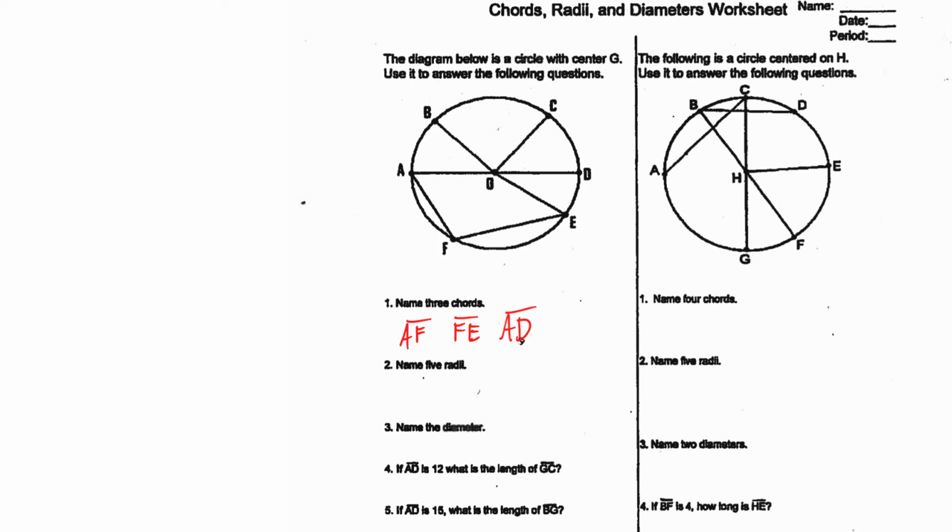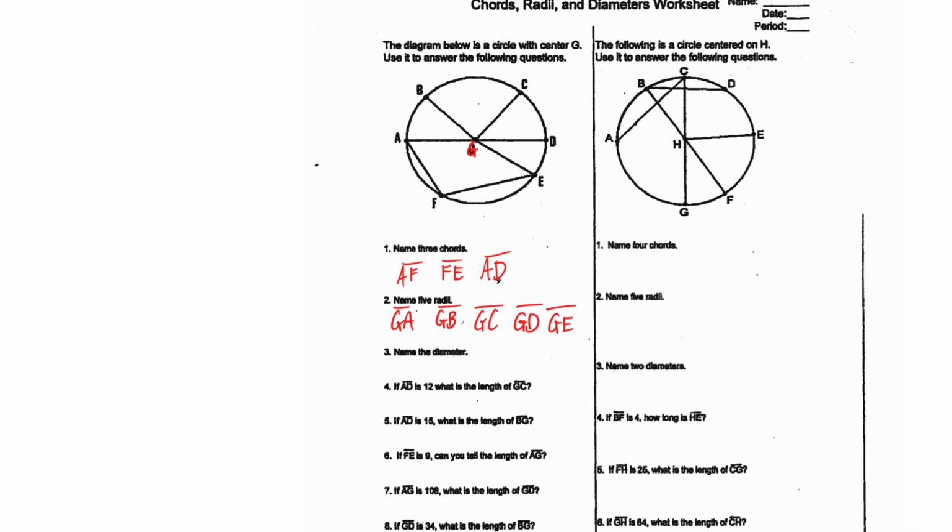B, is that O? I think this is a G right here. B, G, okay, A, G. So I'm just going to do it like this to make it easy. GA, GB, GC, GD, and GE. Okay, name the diameter that's drawn up here. This is AD.